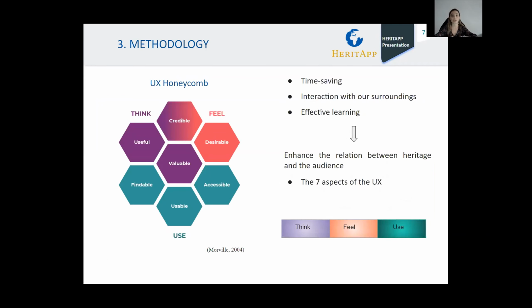Here in the UX honeycomb, we're talking about UX design and use, not just about the interface, the visual part, but also the user experience, so how the application has been developed. So Heritapp, as I just said, is a native smartphone heritage application that encourages cultural visits while promoting interaction between the public and heritage professionals. The development of this application has had as its central objective the UX design. Why? Because from time saving and more significant interaction with our surroundings to effective learning, a well-designed user interface is an essential factor in Heritapp.